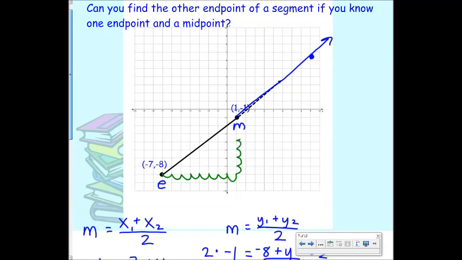So if I want to find the other endpoint, what could I do? Go 8 that way and then 7 up. Okay? So I'm going to go 8 over, 1, 2, 3, 4, 5, 6, 7, 8, and 1, 2, 3, 4, 5, 6, 7. And then I end up at the exact same place I was before. Can we do this for every endpoint, midpoint? Does it always work this way? Yes. Can you always count it? Yes.